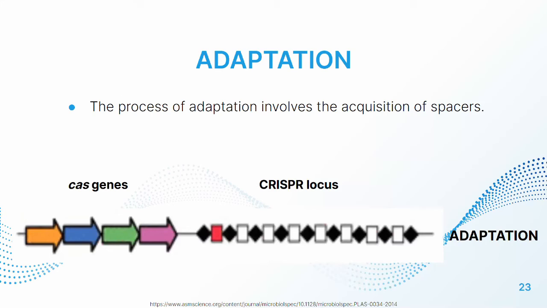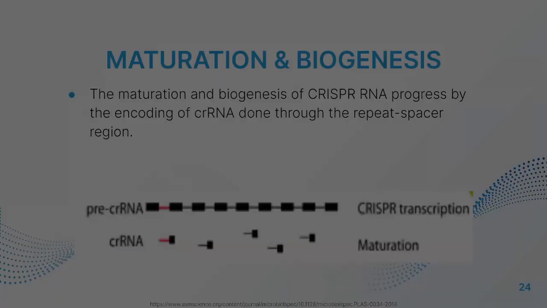For spacer interference to occur, a protospacer adjacent motif, known as PAM, is needed. When the CRISPR locus adds a spacer, it involves Cas1 and Cas2 proteins. Meanwhile, there is a duplication to preserve the organization of the repeat spacer region.